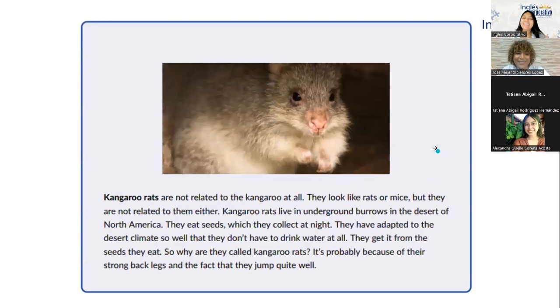Okay. All right. So next, I need another volunteer. Okay, go, Jose. Kangaroo rats are not related to the kangaroo at all. They look like rats or mice. But they are not related to them either. Ay, mi pronunciation. Kangaroo rats live in underground burrows in the desert of North America. They eat sand, which they collect at night.